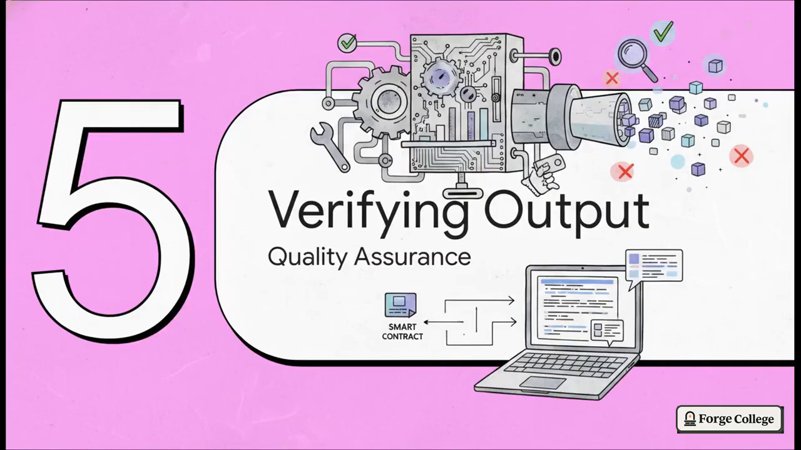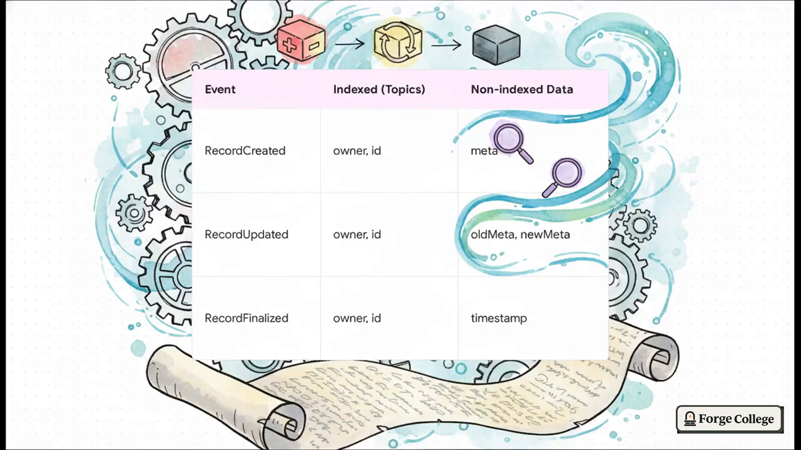Let's move to Part 5, verifying the logs, quality assurance. So we've built the machine, right? But nobody wants to ship an expensive, hard-coded bug. We need to run a test. When we execute a local test script going through the whole process of creating, updating, and finalizing a record, we can capture the transaction logs and compare them against our engineering ledger.